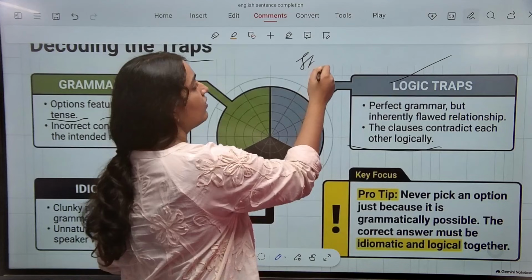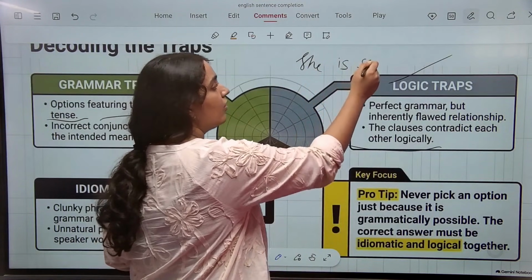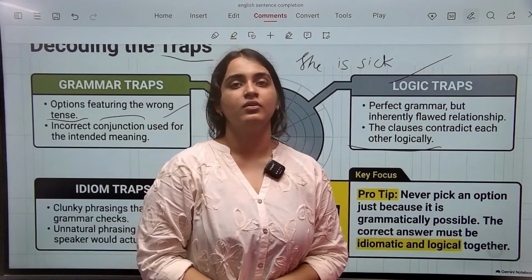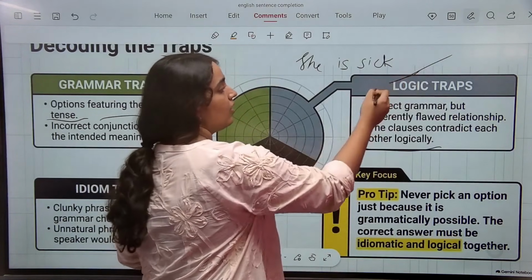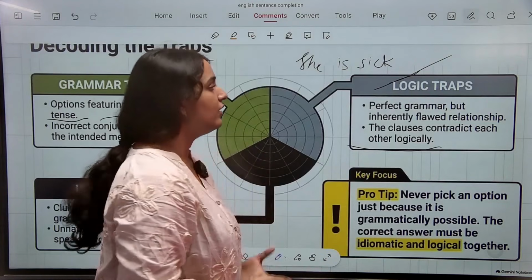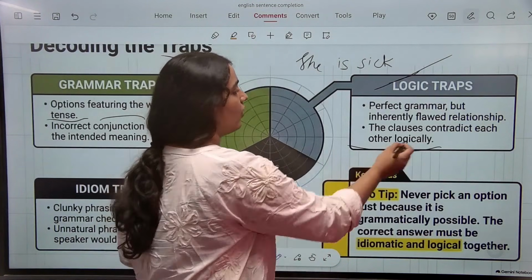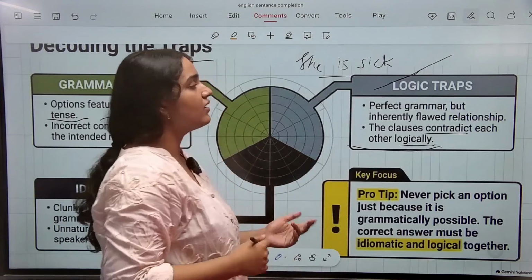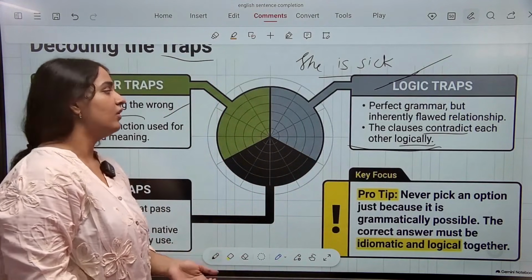She is sick. If the option says because she is a healthy person, that is illogical. It has no logic. It has no relation. Then that option becomes wrong. They contradict each other logically. No one can be sick because they are a healthy person.